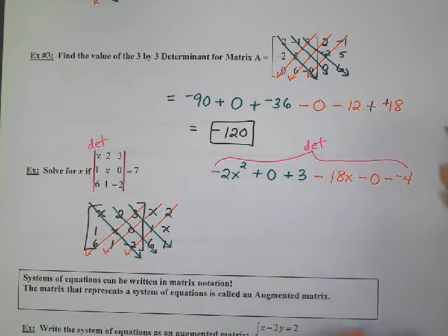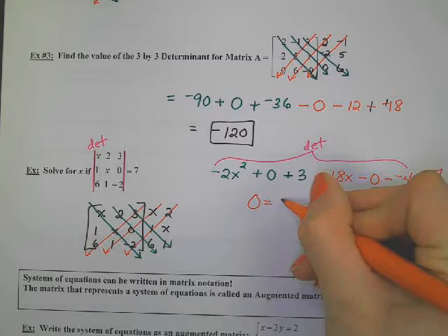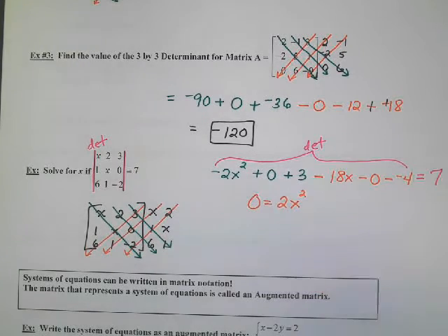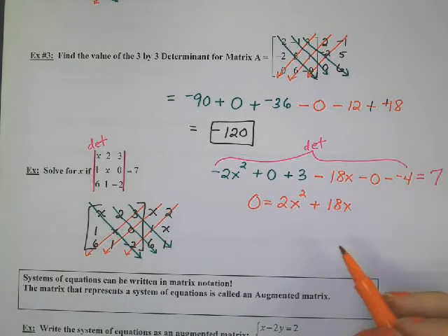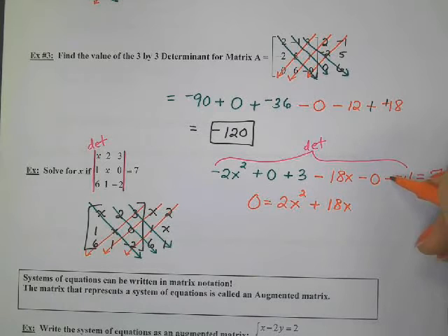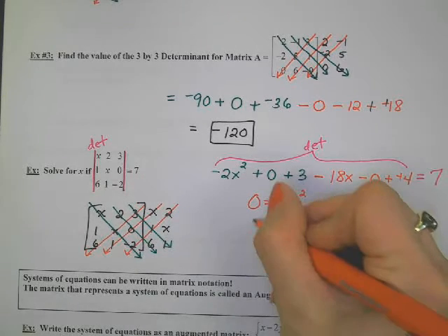So this calculation, this determinant, must equal 7. So it seems like we have a quadratic equation to solve. Let's move everybody to the right since that's a negative. So we've got 2x squared, plus 18x, and then 3 plus 4 is 7. Okay, so it's a binomial with just two terms. I'm going to solve this by factoring.